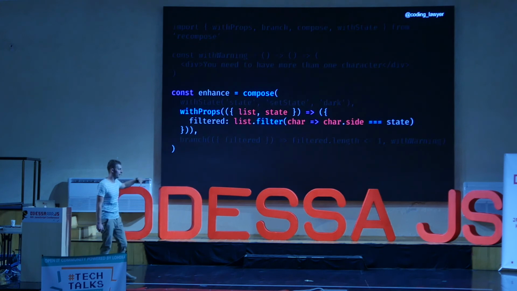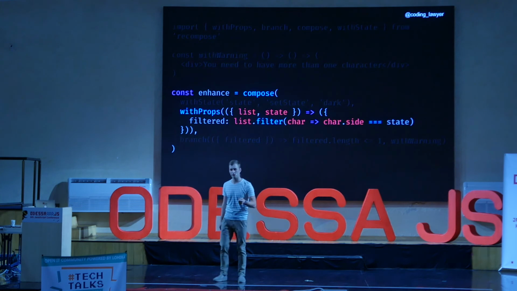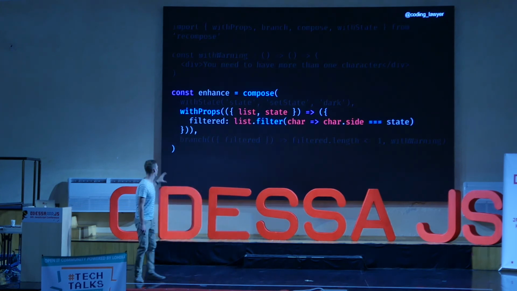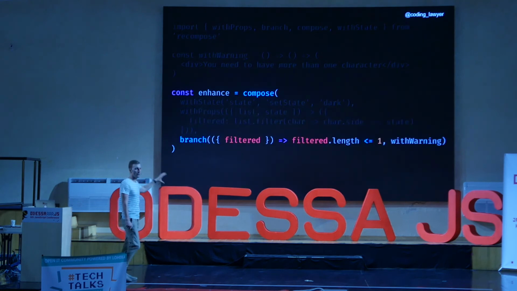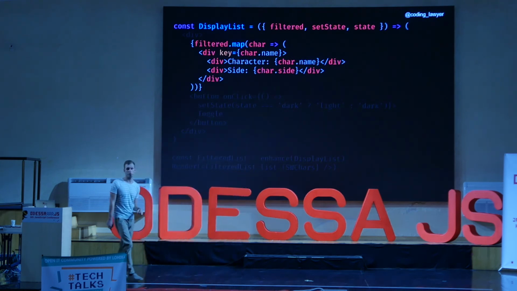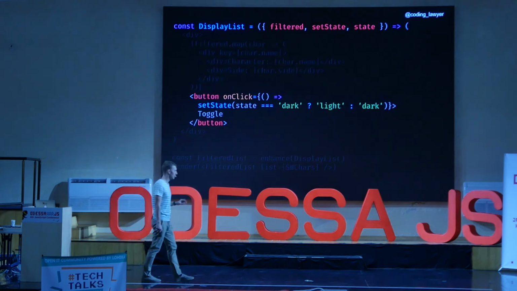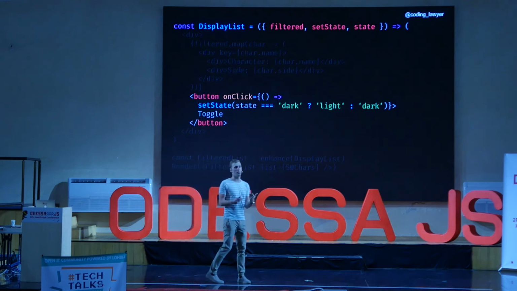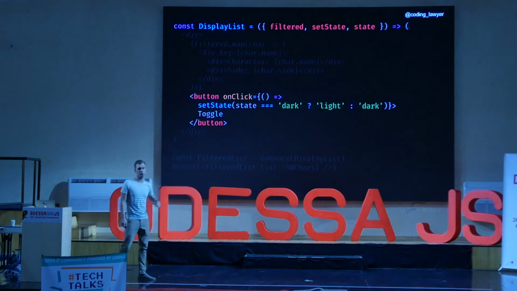We go down to withProps. Here we use our state and list and we filter the list of Star Wars characters, and we get back a new prop called filter that is then added to the props. Then we go to branch. Here we will check what to render. And finally, we arrive at our display list component. Here we display the list of Star Wars characters, and we have a new button here, and we pass it an onClick handler, setState. So when you click the button, the sides will be toggled, and we will see the characters belonging to the opposite side.